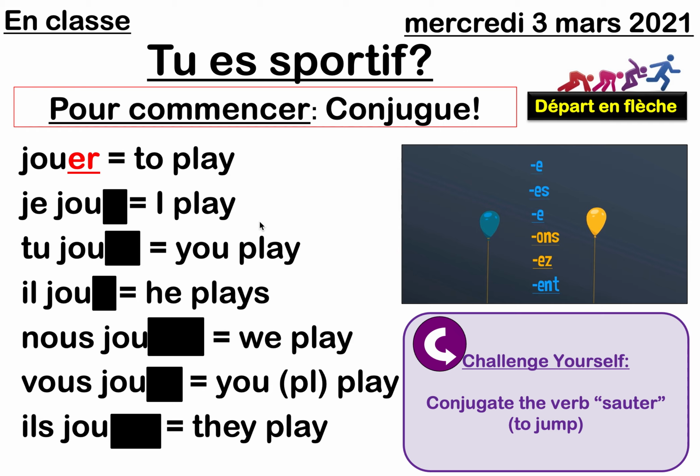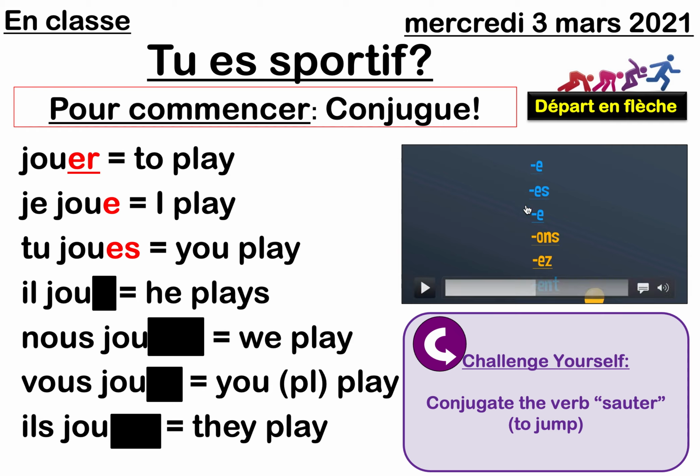So if I want to say I play, I've taken off my ER and I've added my first ending. If I want to conjugate the verb to play, jouer, to make it you play, I need to add my second ending, es. If I conjugate the verb to make it he plays, I add my third ending. If I conjugate the verb to make it we play, my fourth ending, on, nous jouons.